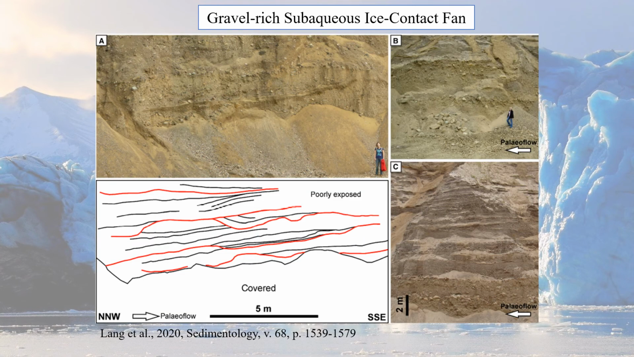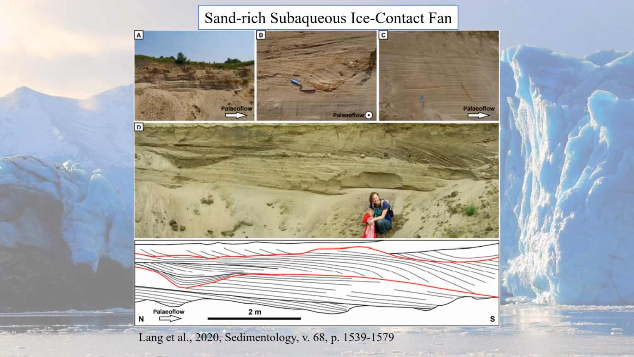This is a gravel-rich subaqueous ice contact fan. A has some scoured gravel that was deposited by a supercritical flow. B is just a close-up of this scoured gravel, and C shows some backset and foreset cross-stratified and sub-horizontally stratified gravel indicating either chutes and pools or breaking antidunes.